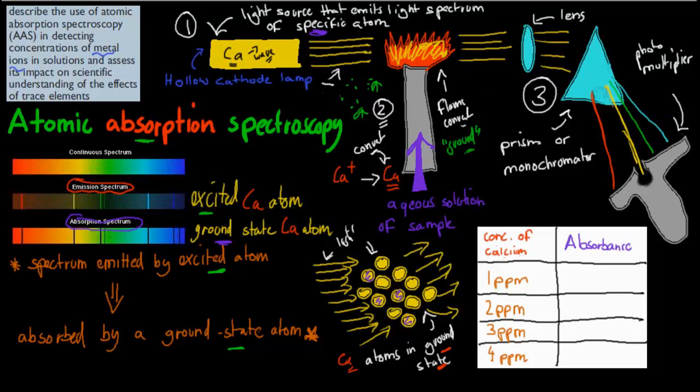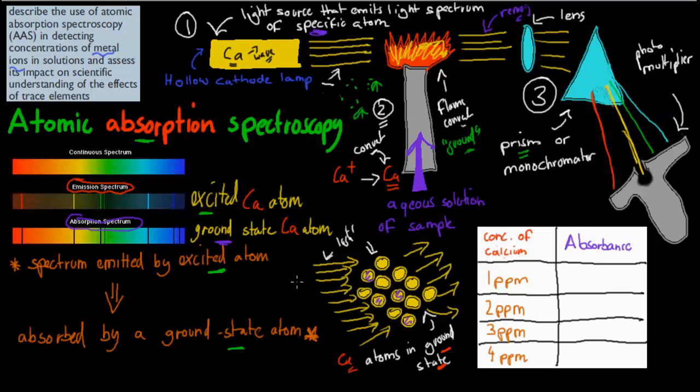What happens first is the light, the remaining light. So this is the remaining light. And the remaining light will pass through the lens and then through a prism. The reason it passes through a prism is because this light here has these different types of wavelengths.